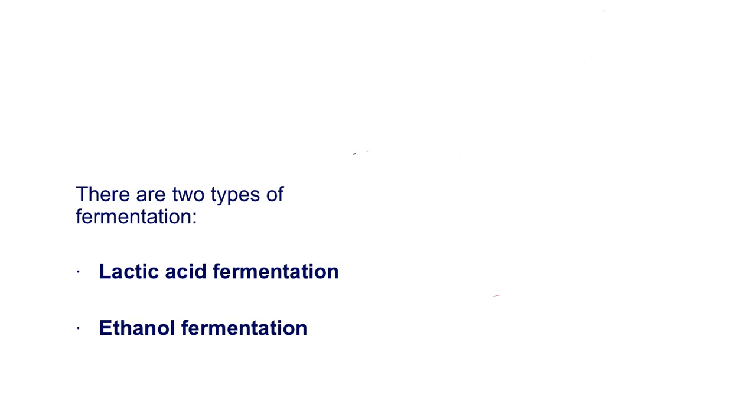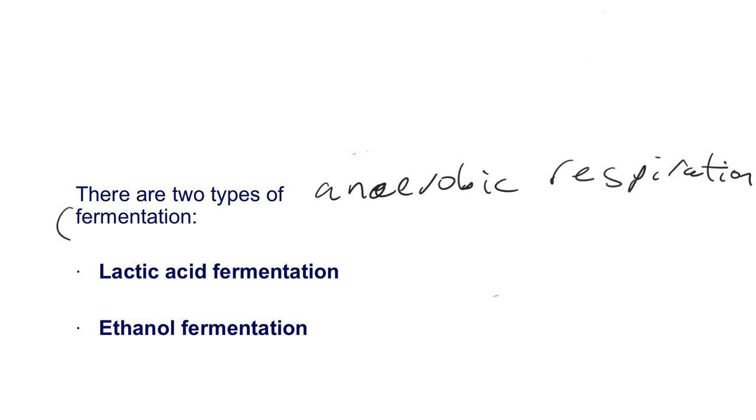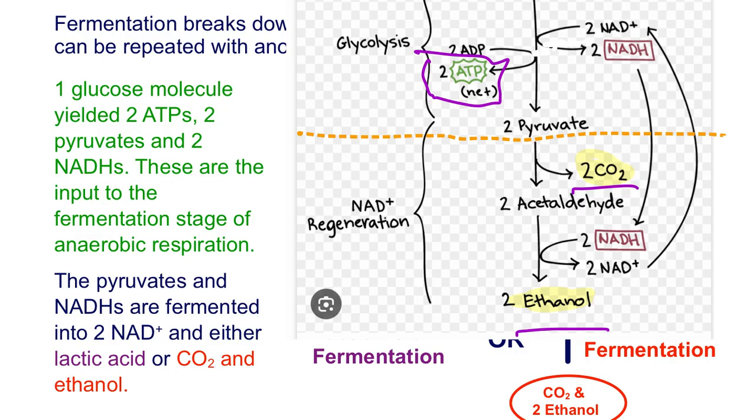Okay, there's 2 types of anaerobic respiration, which we call fermentation. There's lactic acid fermentation, that's what our muscles do. And there's ethanol fermentation. This is what yeast does, primitive organisms like yeast. This is ethanol fermentation or alcohol fermentation.